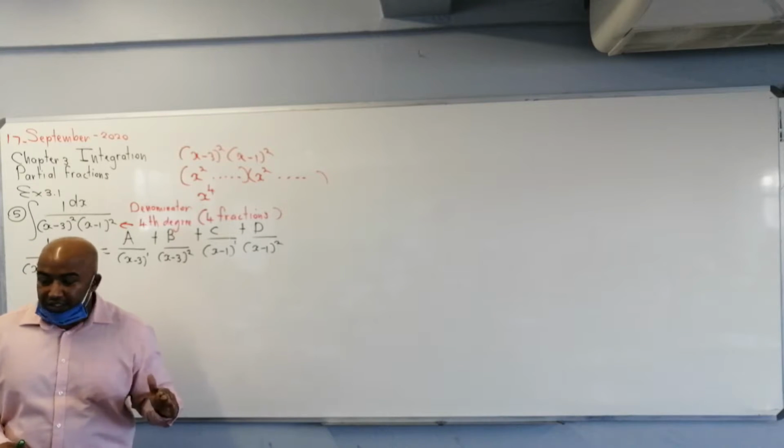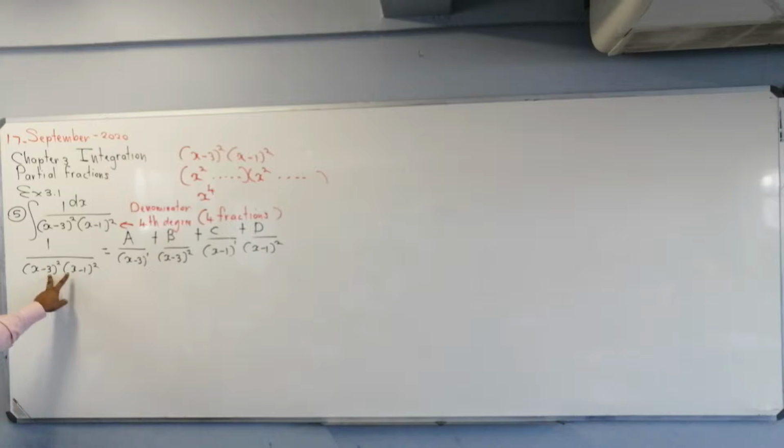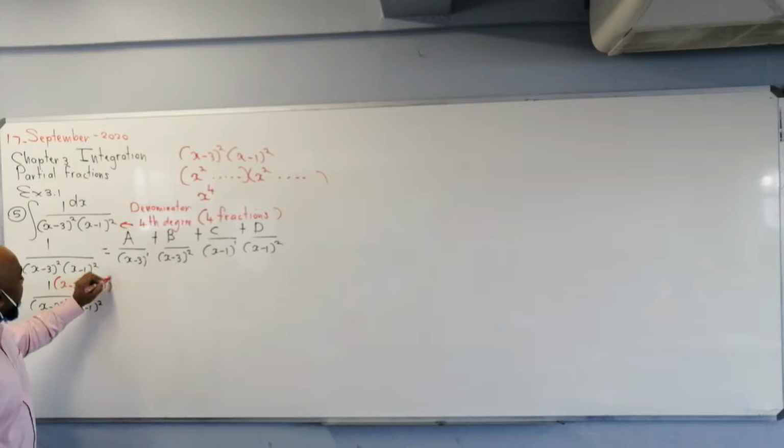So the quick way to do this is always multiply on both sides. Let me just copy this down again. So there's my left hand side there, (x − 3)² (x − 1)². This is what we need to multiply both sides by: (x − 3)² (x − 1)².